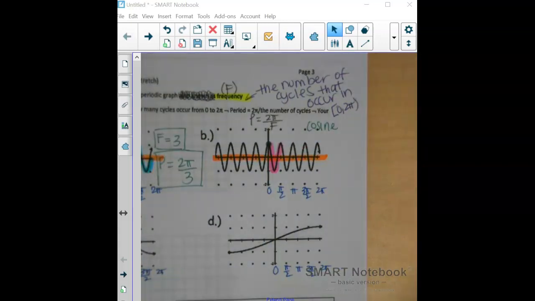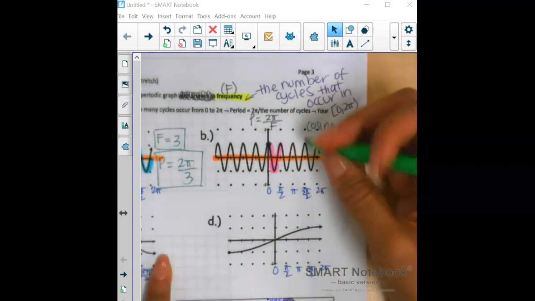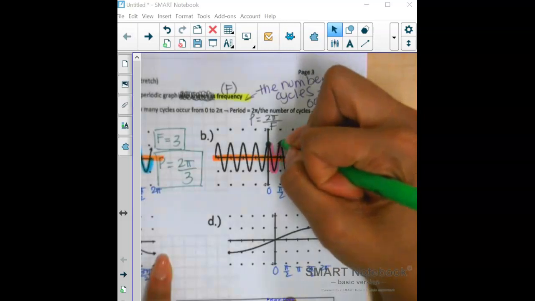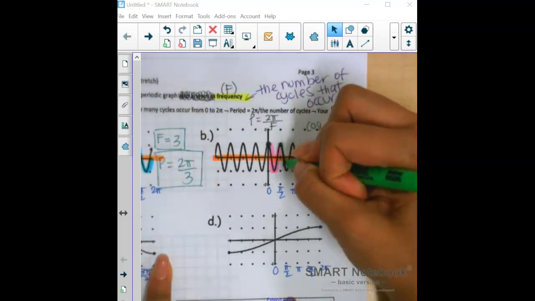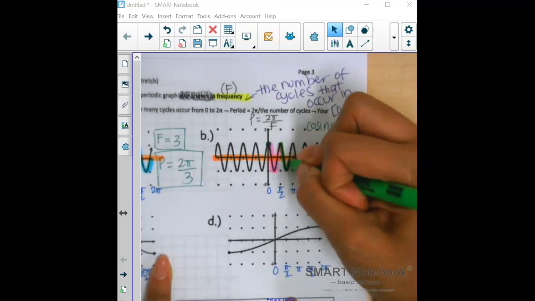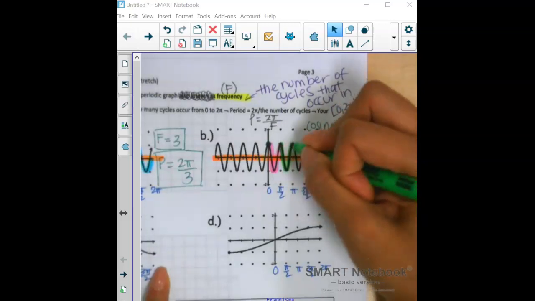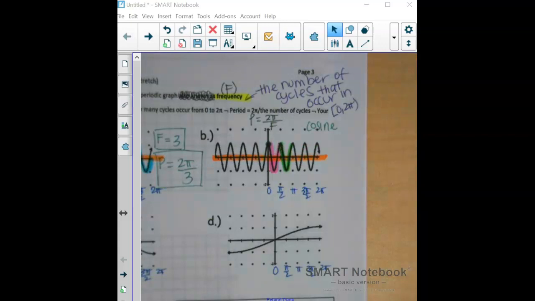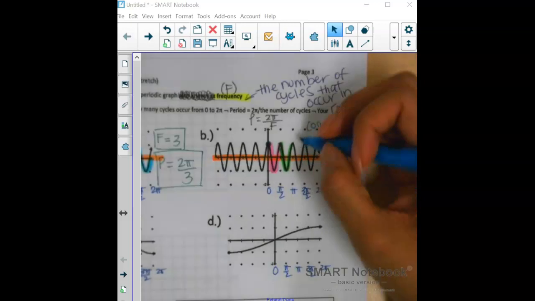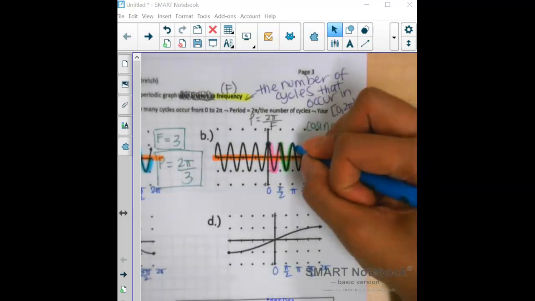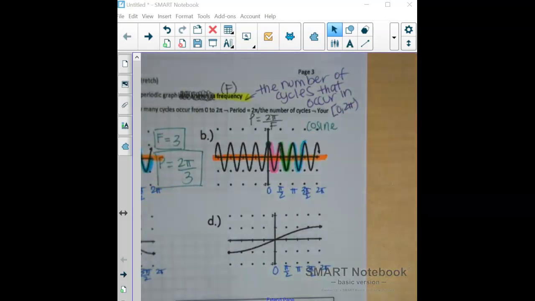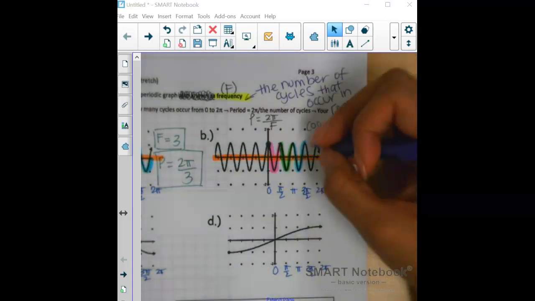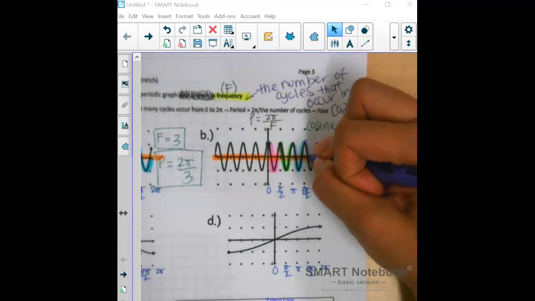I'm going to grab a different color. We're going to do the same thing. We're starting at a maximum, I'm going down to my minimum, back up to my maximum. Max, min, max. That's my second interval, or second cycle. In blue, I'm going to graph it again. Max, down to my minimum, back up to my maximum. And oh look, I have one more. From my maximum, down to my minimum, back up to my maximum.